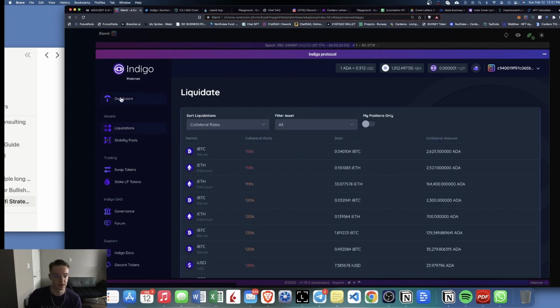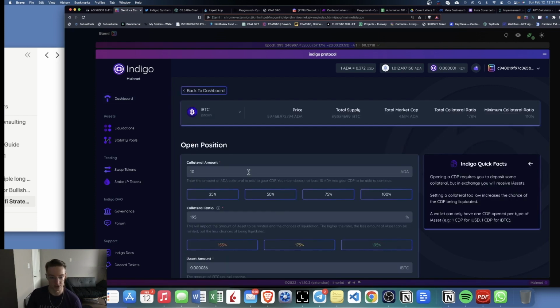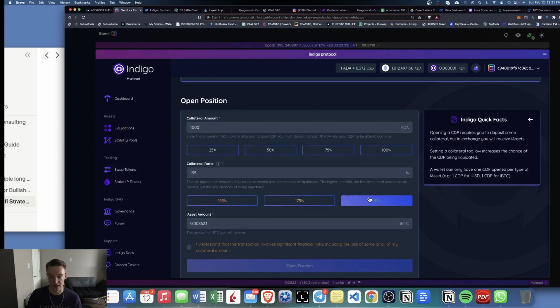So I'm going to do this right now, and then I'm going to explain why I'm doing it. So we're going to go to open a position. I'm going to use 1,000 ADA, and I want a 200% collateral ratio. So that will mean I will loan out 0.008407 Bitcoin.